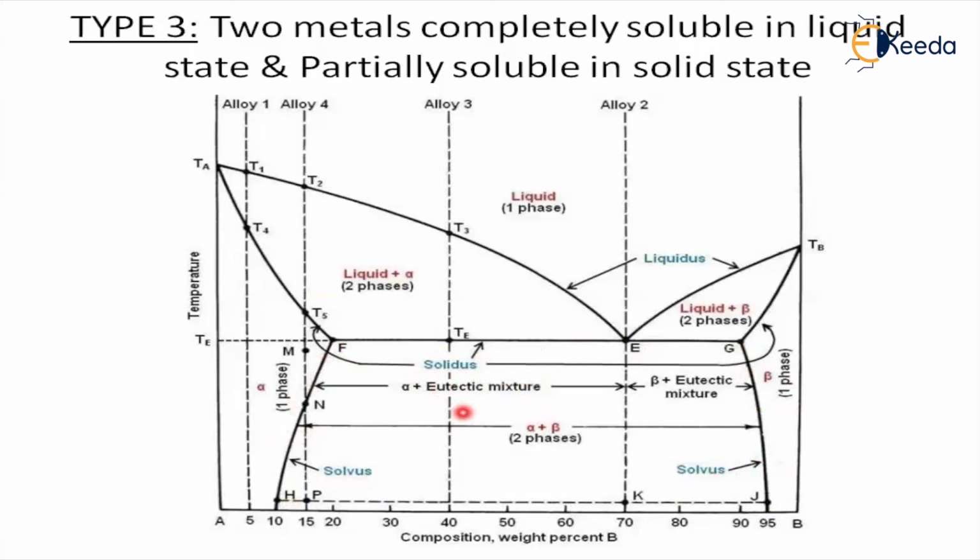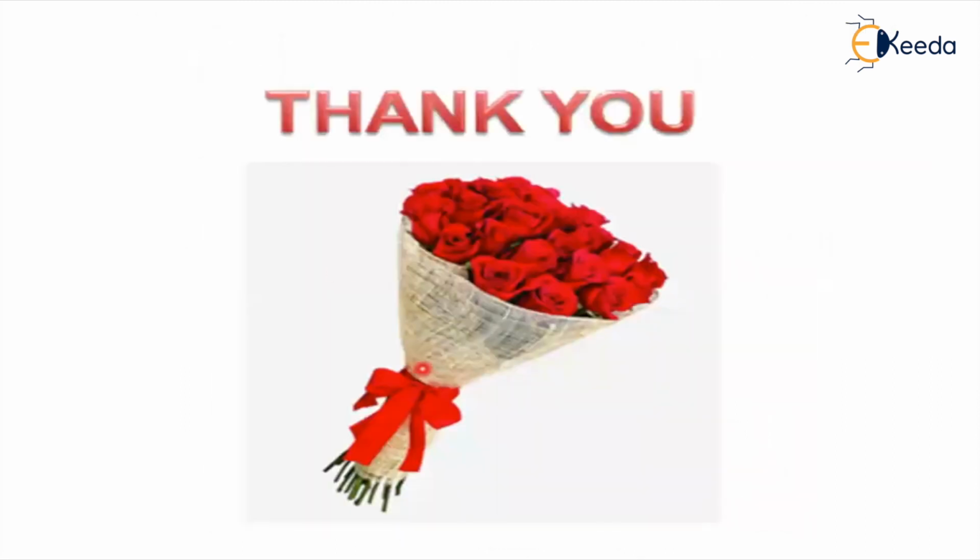So totally 3 phase diagrams exist. In this video, we have discussed 3 phase diagrams, that is type 1, type 2 and type 3 and their features. I hope you have understood. In the next coming videos, we will discuss some more topics in material technology.